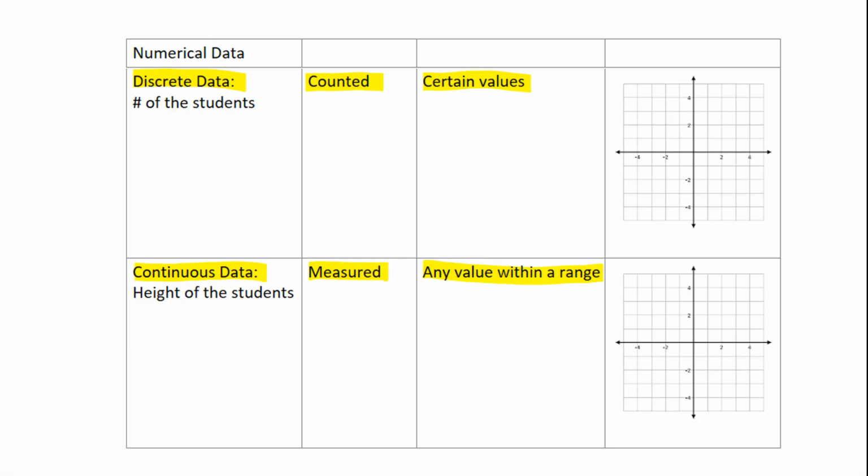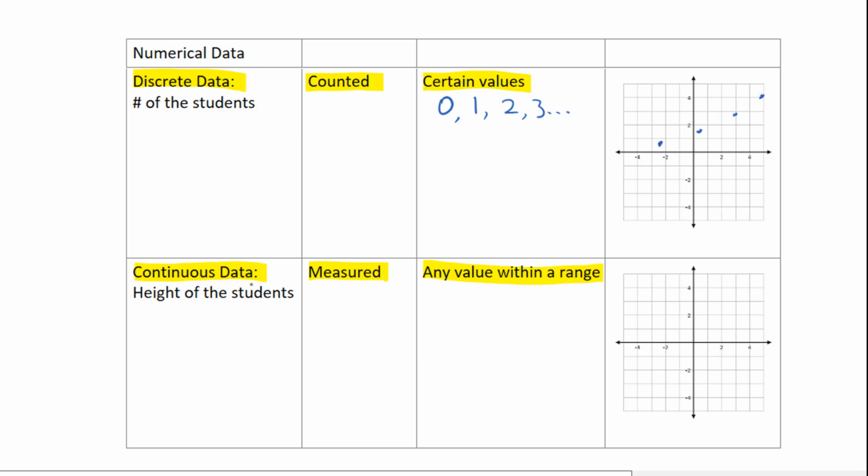For example, number of students is discrete data. We count 0 students, 1 student, 2 students, and so on. The values are whole numbers, like 0, 1, 2, 3, and so on. For the graph, it's just certain dots.